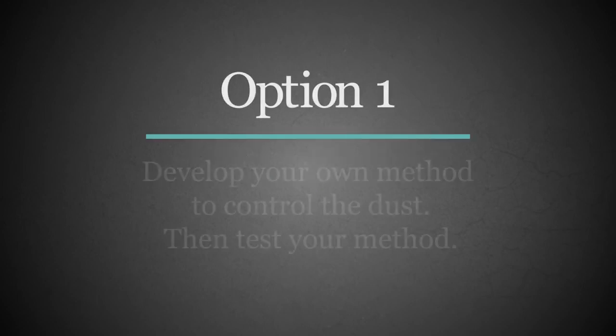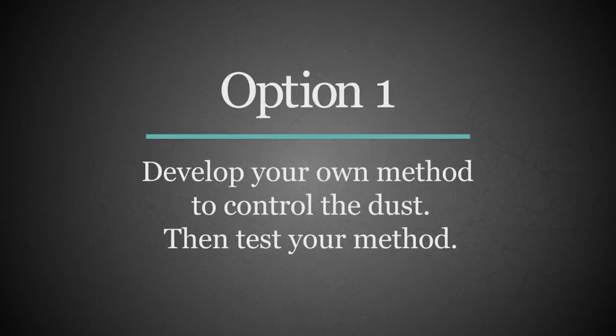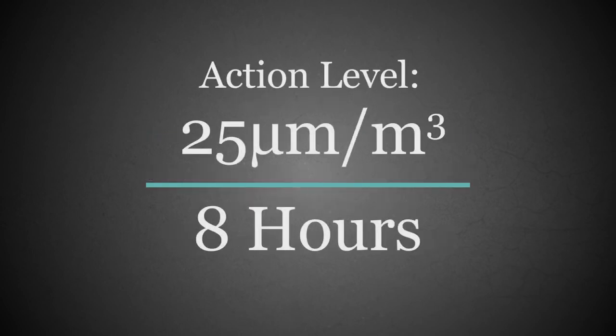Option 1 is doing air sampling to see if the exposure from the task being performed is above the action level of 25 micrograms per cubic meter as a time-weighted average of 8 hours. If so, you must follow the standard and create an exposure control plan. If you are lower than 25 micrograms, the standard does not apply.